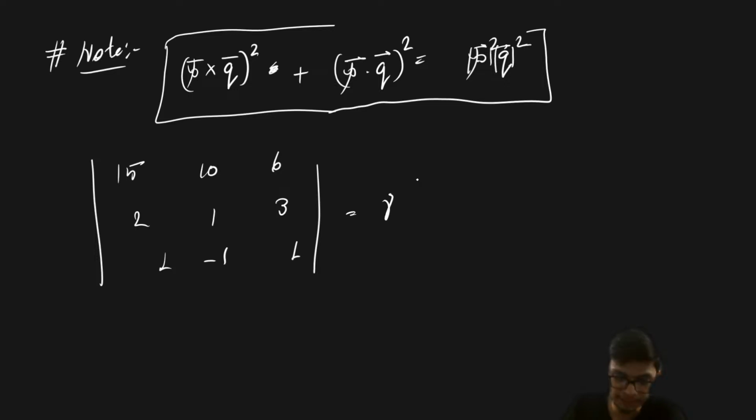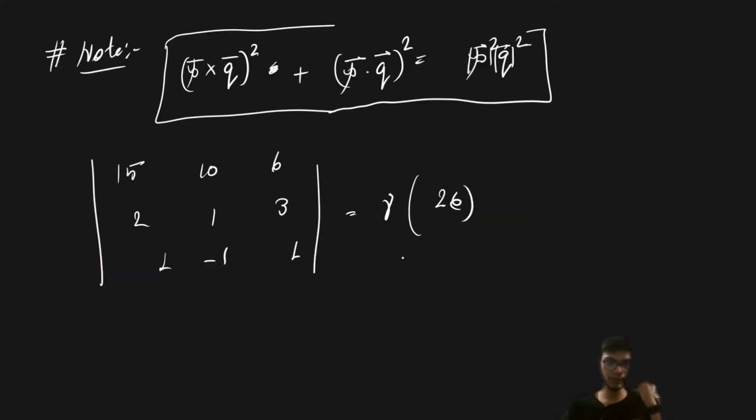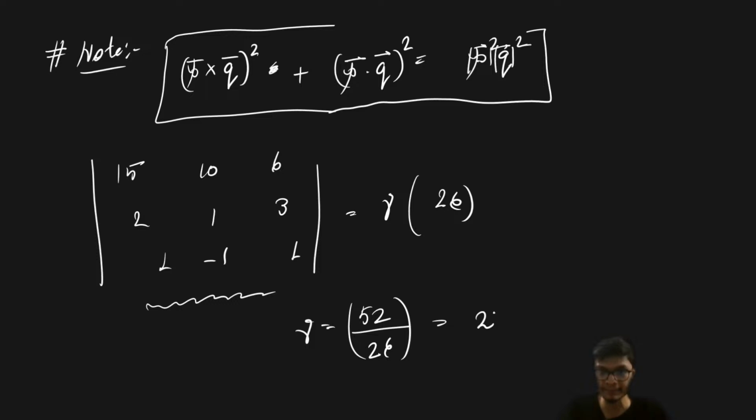right? Which is equal to gamma times, and this is going to be equal to 26. You can check it out. So this particular thing is going to be equal to 26. Okay, so that is going to be gamma, and this determinant is going to simplify out. You can simplify this determinant, and it comes out as 52 divided by 26. So your correct answer is going to be equal to 2.